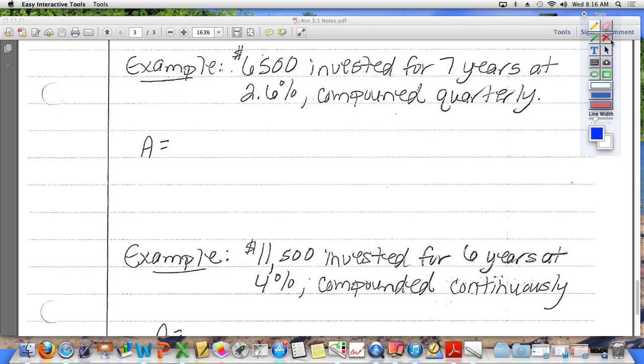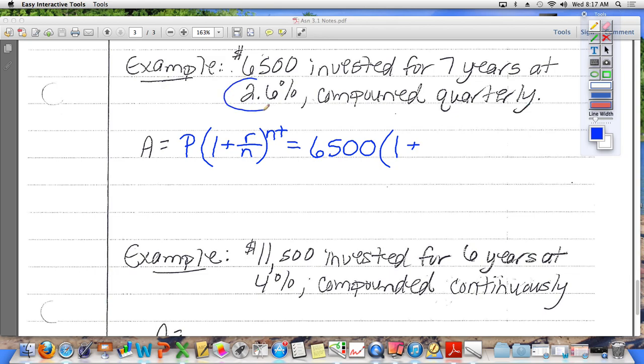So the first thing I suggest doing is writing the formula down. A is equal to, what is the formula? P times 1 plus r over n, raised to the nt power. All right, so let's go for it. What is the principal, the amount of money that was put into the account? $6,500. So we have $6,500 times 1 plus, what is the r value? The interest rate, 2.6%.